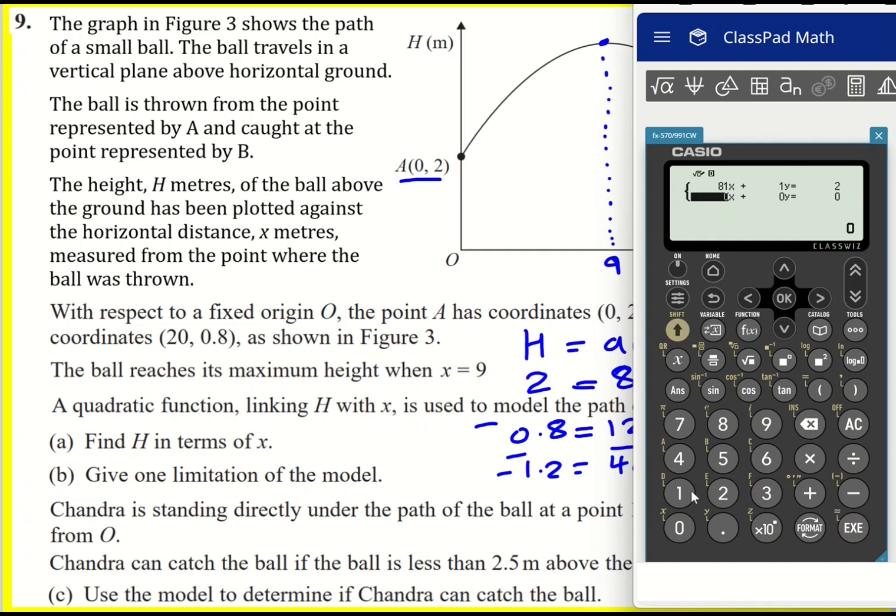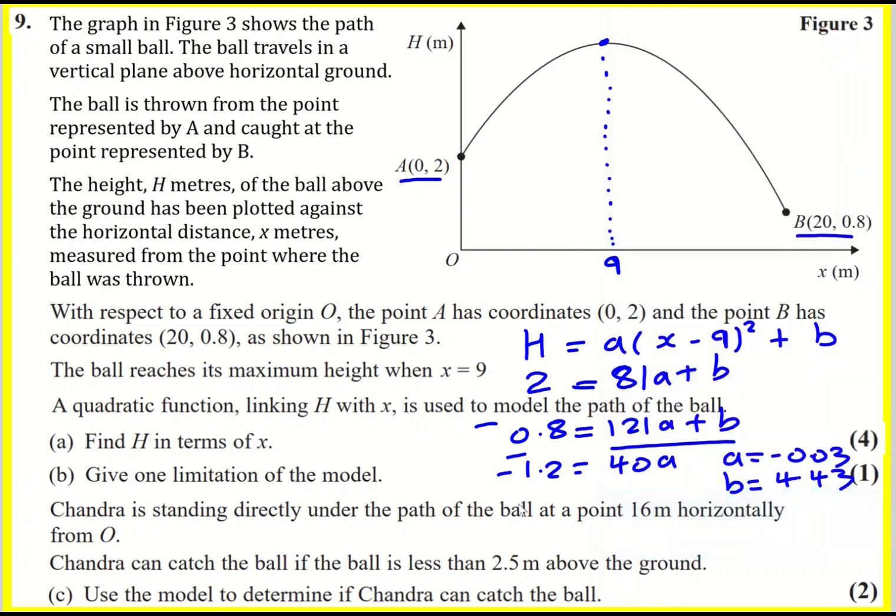And then it was 121a plus b. You can see the time. I know I'm doing it slower than you will be, but the time it takes, I suppose you can be a bit more assured that you've got it correct. But there we go. There's our a, and there's our b, and we can change it using format into a decimal, 4.43. Anyway, that's what we've got, and that means I've found h in terms of x.